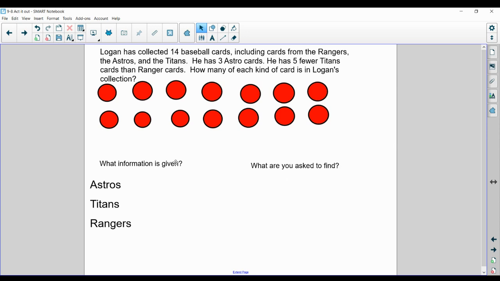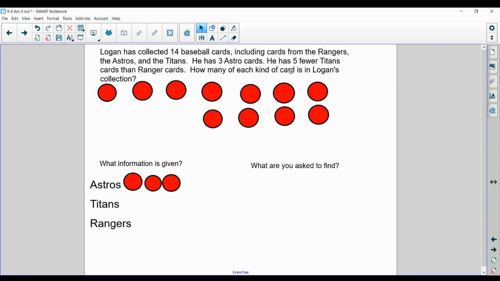First question I wanted to ask is, what information is given? So I go back to my problem and I see that Logan has 14 baseball cards, including cards from the Rangers. So I have Rangers, Astros, Titans. He has 3 Astro cards. So I know that for sure. So I'm going to take 3 of these cards and put them down here. He has 3.